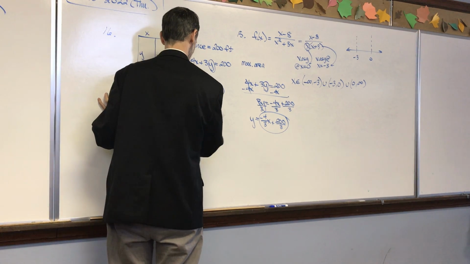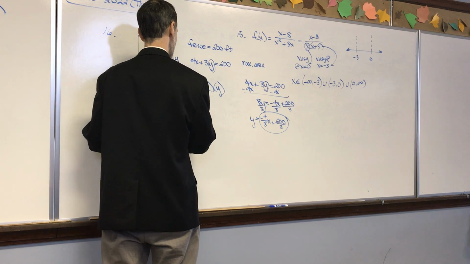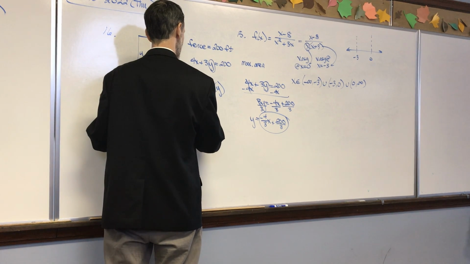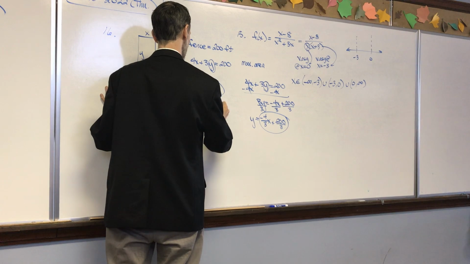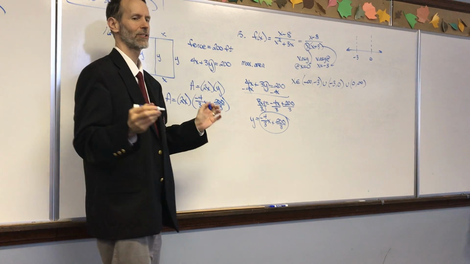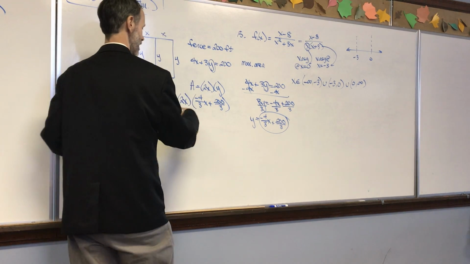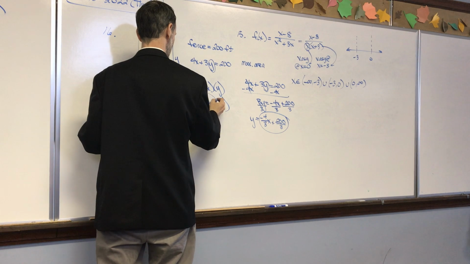Oops. I don't want to take the derivative yet. So the new area formula is 2x times negative 4/3 x plus 200 over 3. That simplifies just a little bit. How can you simplify this? You can distribute. Go for it.